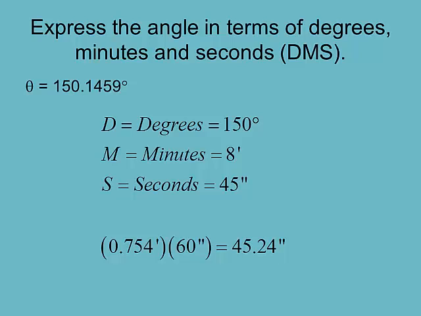Leave everything in your calculator. Just keep subtracting the whole number, multiplying by 60, and then subtracting the whole number, multiplying by 60, and you round those seconds off. And that's how I do it.